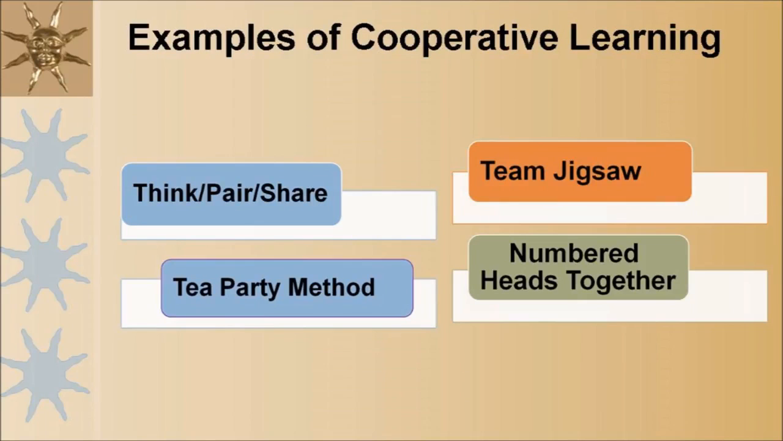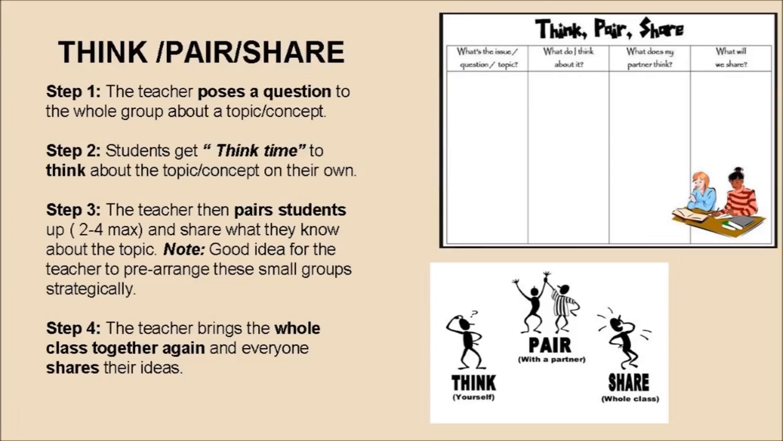Examples of cooperative learning. Think, pair, share, tea party method, team jigsaw, numbered heads together are just to name a few, but also the most popular. Think, pair, share. Step 1. The teacher poses a question to the whole group about a topic or concept. Step 2. Students get think time to think about the topic concept on their own. I usually like to give about a minute or so. Step 3. The teacher then pairs students up, 2 to 4 max, and they share what they know about the topic. Note, it's a good idea for the teacher to prearrange these small groups strategically. Step 4. The teacher brings the whole class together again and everyone shares their ideas.